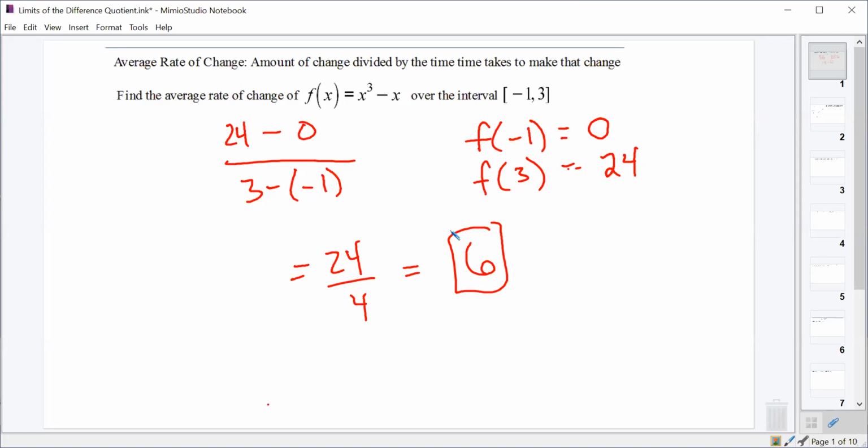So when we think about average rate of change, we know that's slope. It means over the course of those 4 units, our function goes up 24 units. Now, that doesn't tell us much about what happens on that interval between -1 and 3, other than between -1 and 3, it changes by 24 total units. And that's all it tells us. We're going to work with this idea of slope and average rate of change, though, and learn a lot more about it as we move forward today.